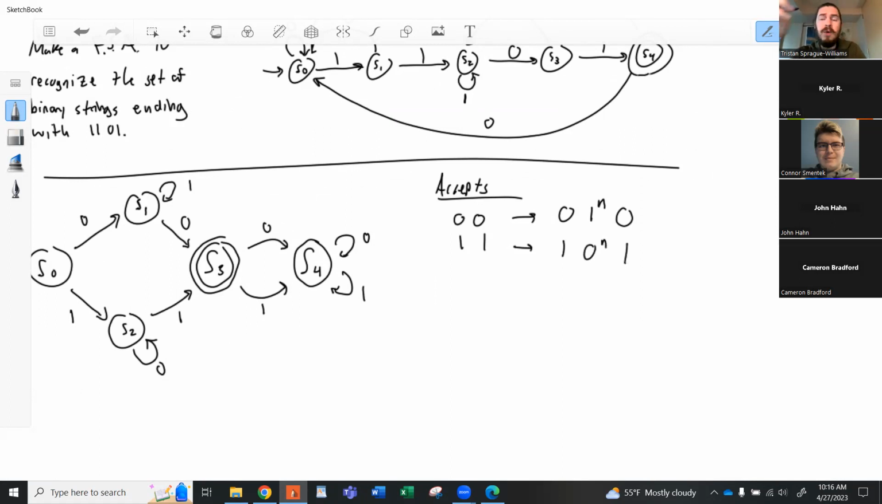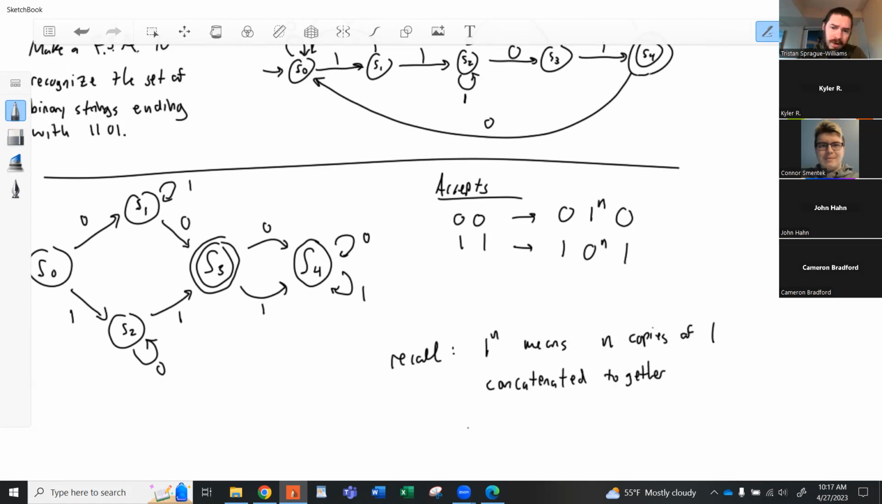So remember, 1 to the n means n copies of 1 concatenated together or strung together. So 1 to the 0 is just the empty string. 1 to the 1 is just 1. 1 squared is 1 1, and 1 cubed is 1 1 1, etc.